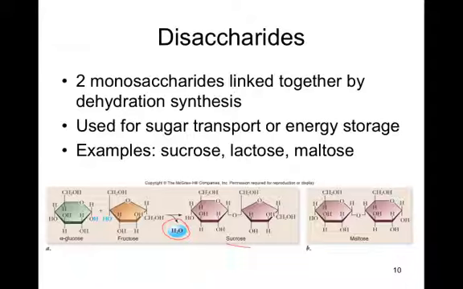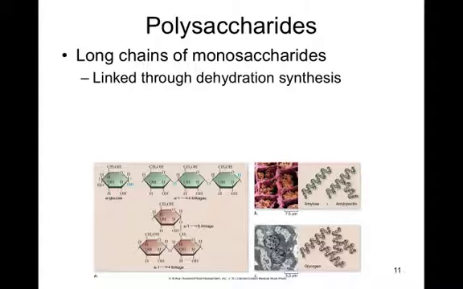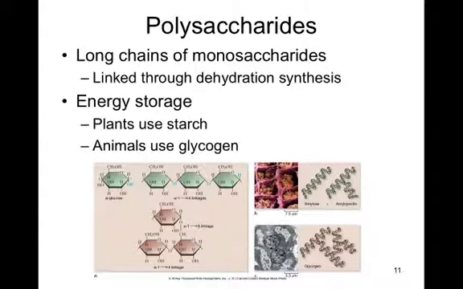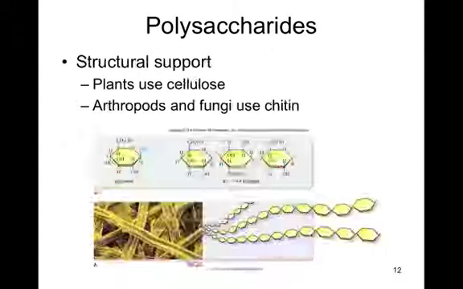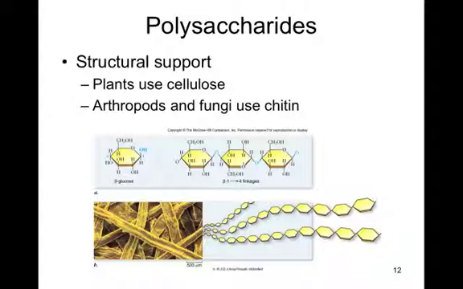Polysaccharides are anything more than a disaccharide. Long chains of monosaccharides linked together through dehydration synthesis compose energy storage molecules. Plants use starch, and animals use glycogen as their carbohydrate energy storage molecules. However, plants will use cellulose for their structural support, and arthropods and fungi use another polysaccharide called chitin.